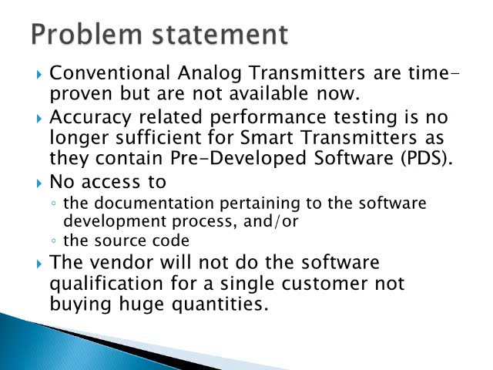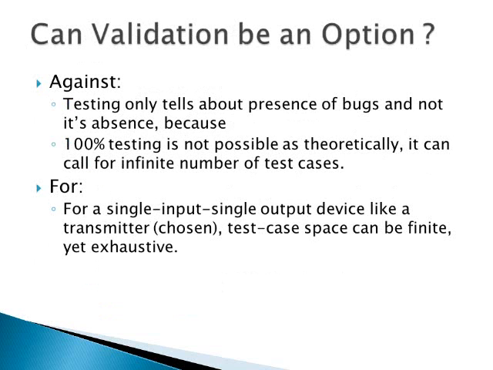And if you ask the vendor to do the verification and give us a qualified transmitter, they will not do it if you buy a small amount. Another factor is that there are embargoes. Even for India, a US company will not supply that transmitter. They are prohibited from selling it, even if they have a qualified transmitter. So can validation be an option?